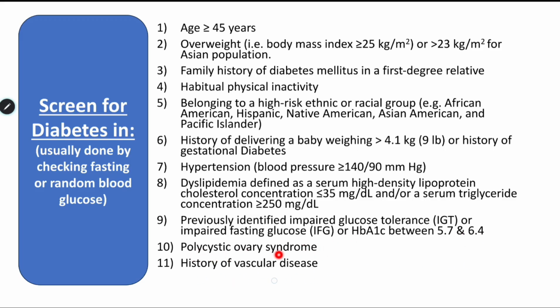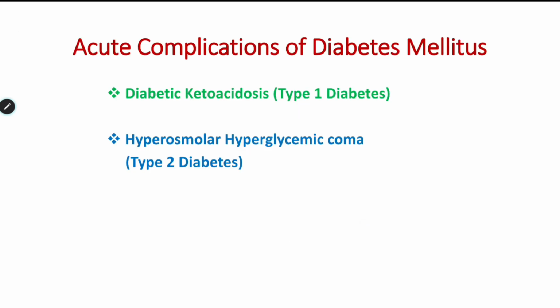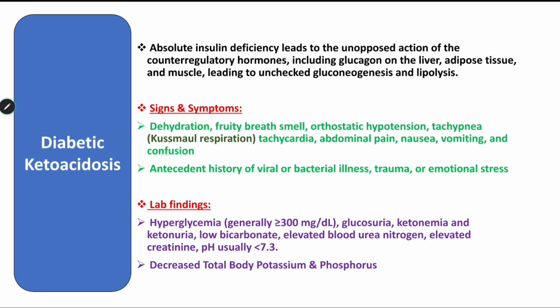Polycystic ovarian syndrome predisposes to diabetes by increasing insulin resistance. History of vascular disease can be a harbinger of diabetes. Acute complications. So coming to complications, acute and chronic complications of diabetes. Acute complications of type 1 diabetes is diabetic ketoacidosis and of type 2 is hyperosmolar hyperglycemic coma.